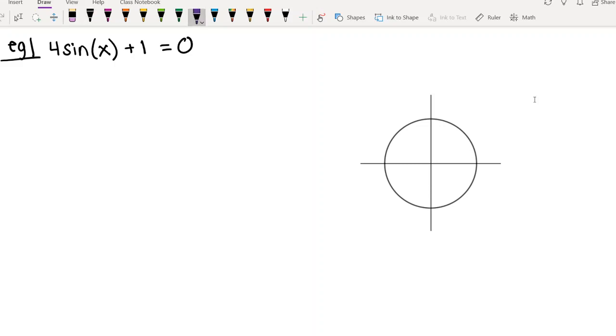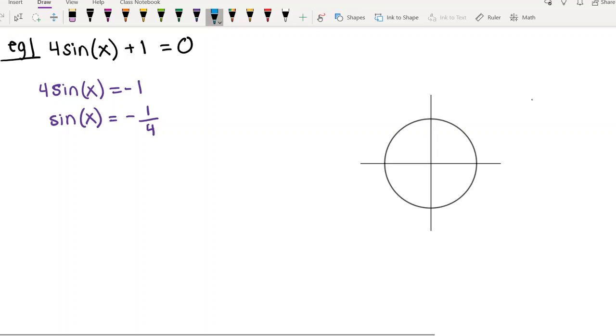Okay, so first step, like we did on the last one, is to start by isolating sine of x. So that gives us 4 times sine of x is equal to -1. So we get sine of x is equal to -1/4. So what's different about this one? Well, now we have a negative sine value, and so that means we're going to be in a different part of the unit circle. So what are our two solutions going to look like?